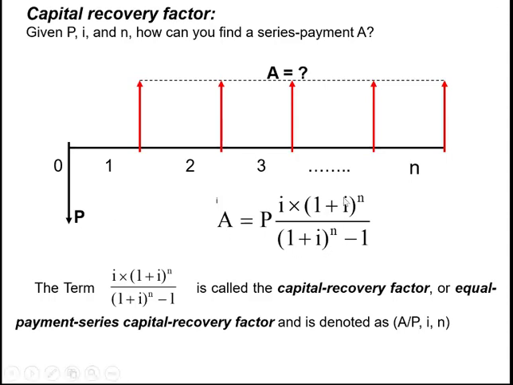So this factor is called the capital recovery factor, or equal payment series capital recovery factor. Its denotation is A/P, find A given i and n.